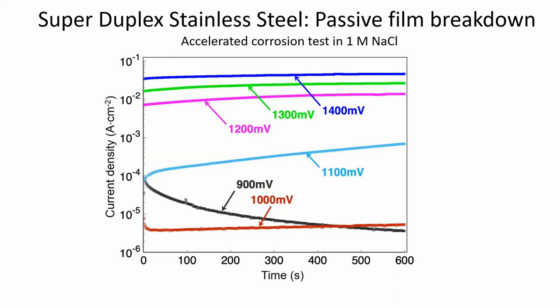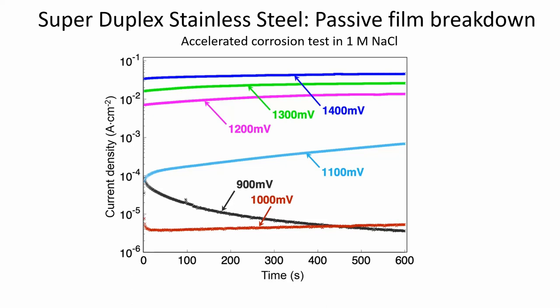This is super duplex stainless steel, and you put a potential like here, 900 millivolts. So you see the current goes up very quickly, and then it goes down. And this means that the surface is passive. So nothing happens on the surface because there's no current being produced.